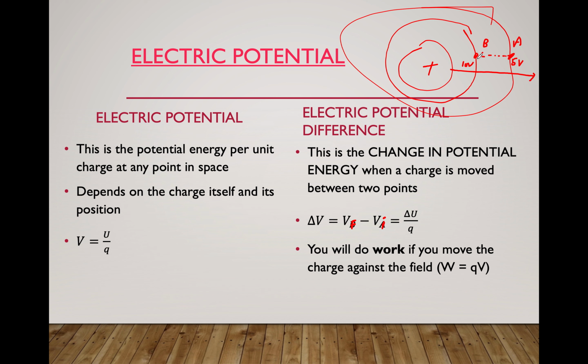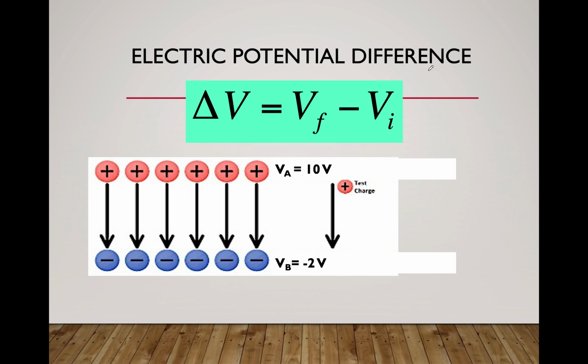You can see that this field, this is 10 volts, this is 5 volts. Further away I get will be 3 volts, 2 volts, 1, and so on. It will decrease the further away I get from the positive charge. Very nice. Formula right here, V final minus V initial.